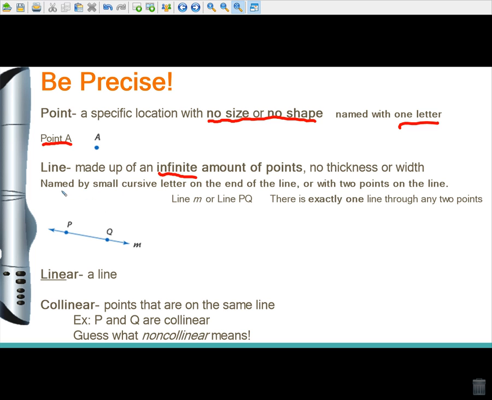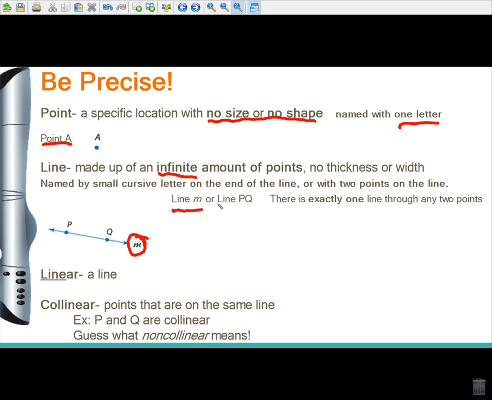That's a good question. We name them by a small cursive letter on the end of the line. So if a line has a small cursive letter at the end of the line, like this one does right here, we will name it that. So we can name this line M, but they won't always have that. Sometimes they're just going to have 2 points on them, and we'll have to name them through that. So as you can see, we can name this line M, or we can take the 2 points right here, P and Q, and we can name this PQ.